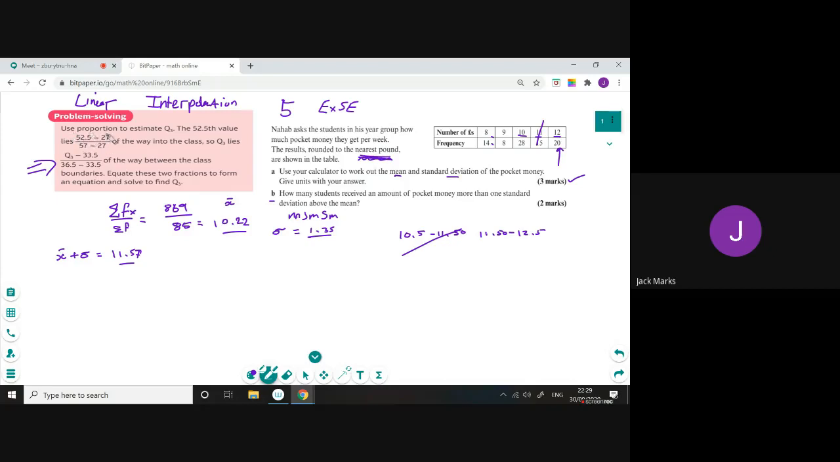In this example, use proportion to estimate. Here they were estimating some quartile. They were looking at the 52.5th value, and they were looking at how far this was into the group that started with the value of 27. And look, this is the width of the group. This should look familiar to you. So we made a fraction about the proportion here that the frequency was into the group.